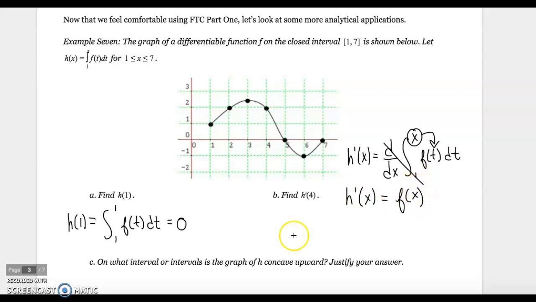So what I end up with is that h prime of x equals f of x. Okay? And then when it asks me to find h prime of 4, what I'm really being asked to find is f of 4. Since my graph is f, I'm just finding f of 4 from the graph. So 4, 2.